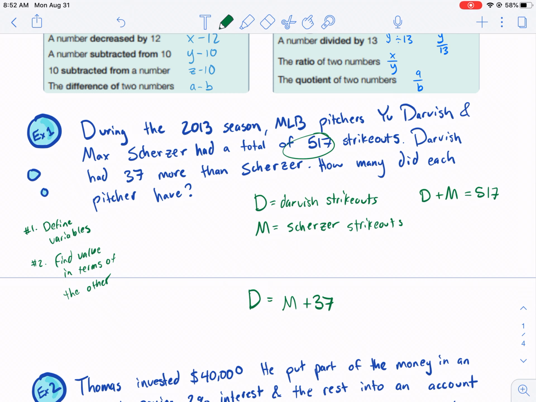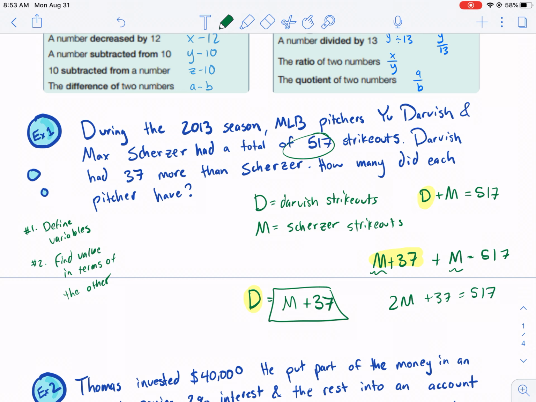Now, we don't want an equation in two variables, so what we're going to do is substitute. This is like a system of equations. We're going to substitute this value of D in for this equation. So now we're going to say M plus 37, this is our substitution here, plus M equals 517. Now it's just a matter of solving this equation. First we'll combine like terms. We have M, so we're going to get 2M plus 37 equals 517. This is just a two-step equation at this point.